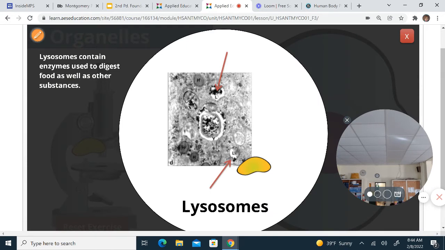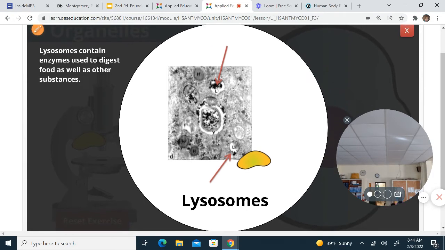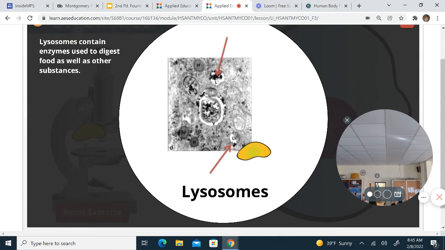Lysosomes contain enzymes used to digest food as well as other substances. Therefore, they can destroy bacteria and other foreign matter to protect the cell.